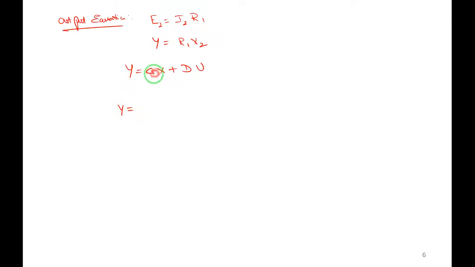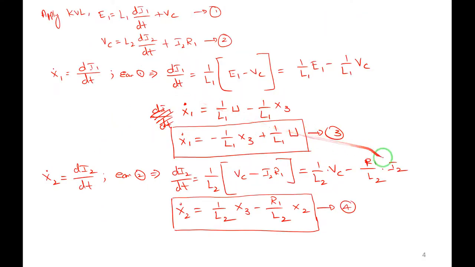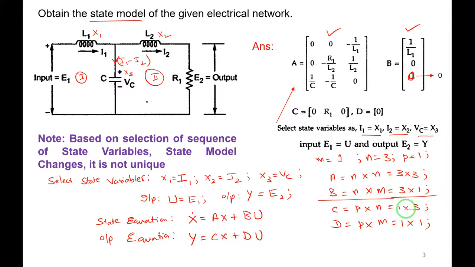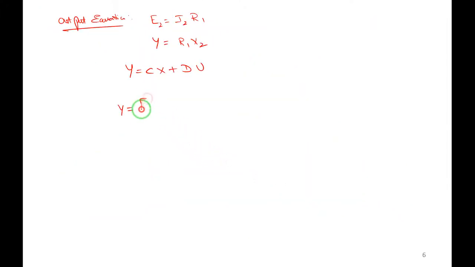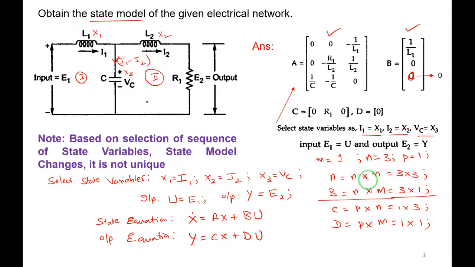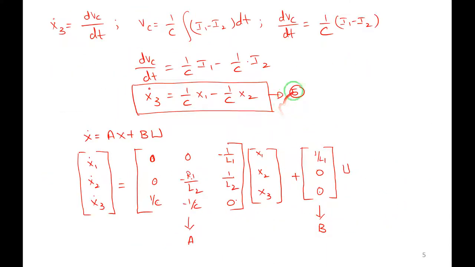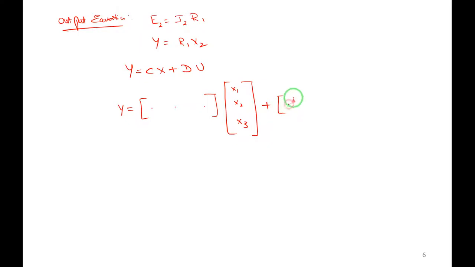Then what is C? What is the order of this matrix C? It is 1 cross 3. One row, 3 elements are there. 1, 2, 3, right? One row, 3 columns. Then X. How many states are there? X1, X2, X3. 3 states are there corresponding to this X. Plus D. What is the matrix size of D? 1 cross 1. Only one element is there. One row, one column. Then this is U. Right? Okay, we have to fill this up.